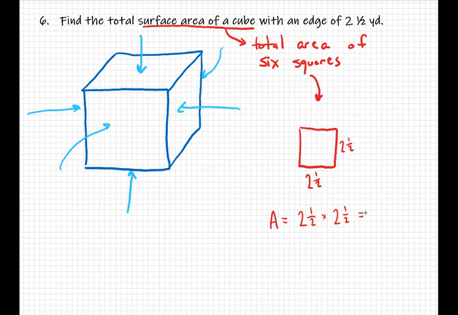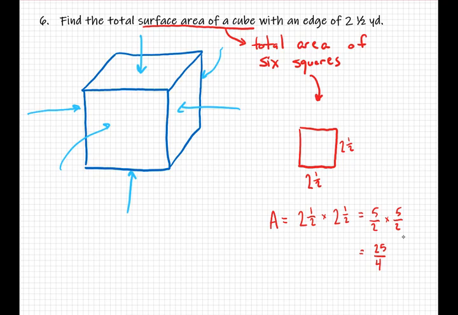And if we want, we can convert these to improper fractions. So 2.5, we could say that's 5/2 times 5/2. And top times top, bottom times bottom, that would be 25/4. And we probably want to go back to a mixed number. 4 goes into 25, let's see, about 6 times. Actually, no, before, let's leave the 25/4. So now this is the area of one side.